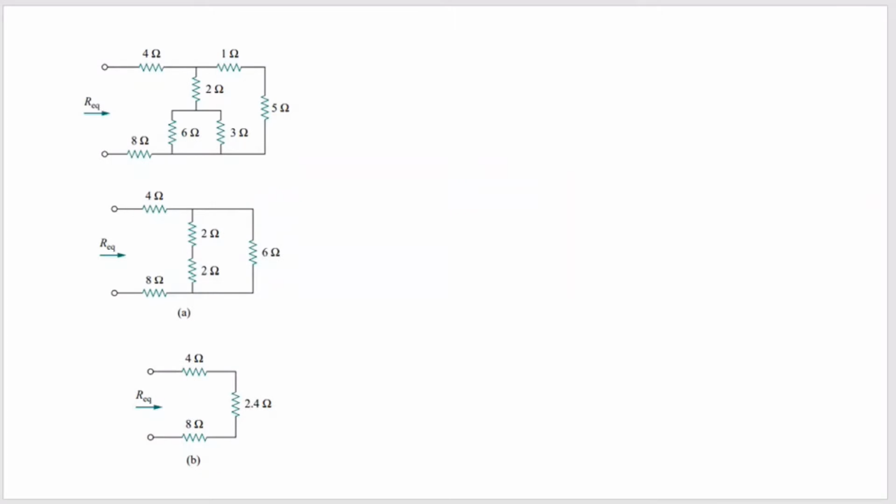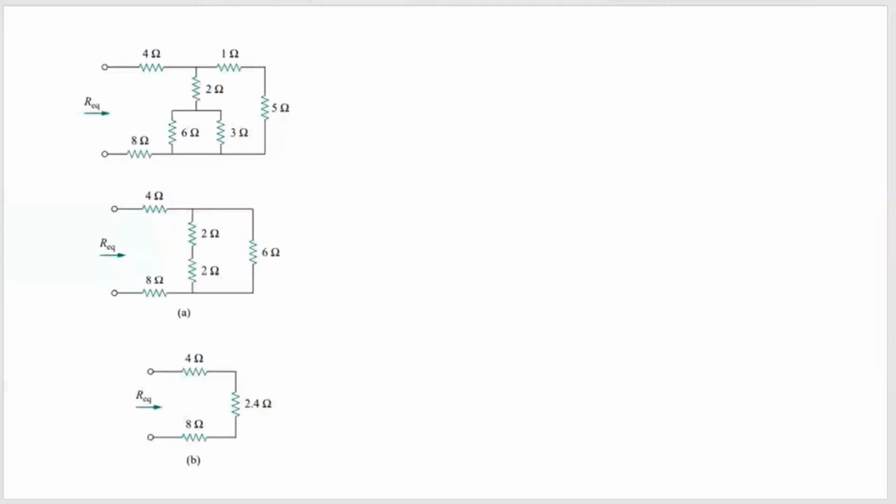A circuit is given like this, and all the resistances are given. You want to find R equivalent, that means the resistance between the terminals A and B.